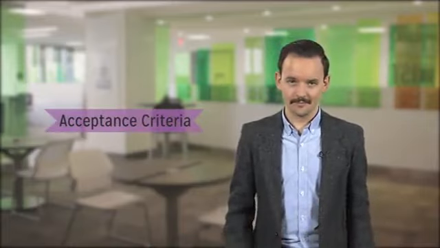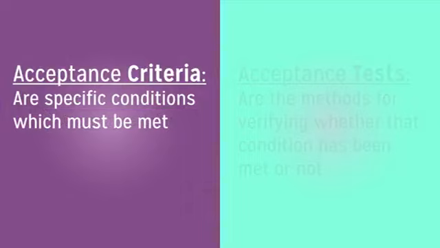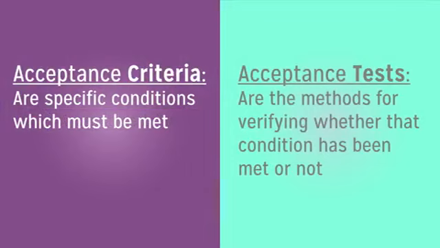Acceptance tests are used in almost all engineering disciplines, and software engineering is no different. An acceptance test specifies how your client will verify that a user story has been satisfied. If the acceptance test passes, then the user story is considered satisfied. An acceptance test is created based on the acceptance criteria. An acceptance criterion is a specific condition which must be met, where an acceptance test is a method for verifying whether that condition has been met or not.